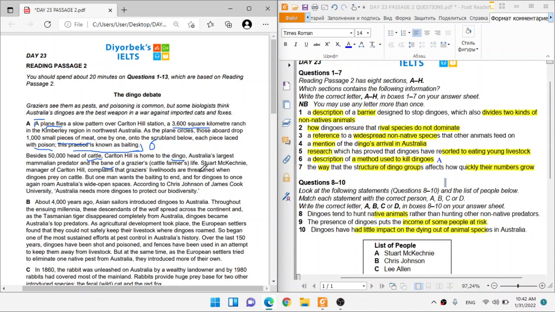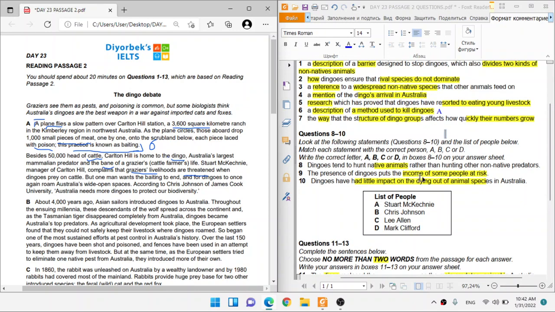Stuart McKinney, okay, our first guy, manager of Carlton Hill, complains that grazers' livelihoods are threatened. Their livelihoods are threatened, guys. If you remember, they're talking about income, right? That's livelihood. Threatened when dingoes prey on cattle. When they prey on cattle, they are putting their income at risk.